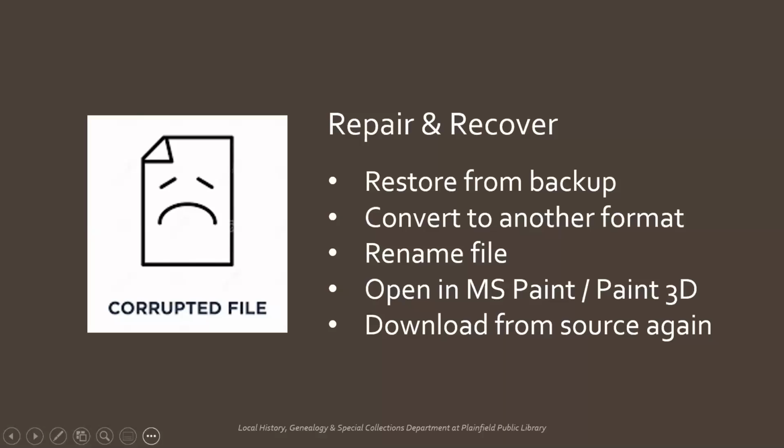Another method is to open the corrupted file in Microsoft Paint. This is also known as Paint 3D in Windows 10. And if you use a Windows computer as opposed to a Mac, then you already have access to this program. If the file opens up fine in this program, then rename it, save it, and try to view it again. Finally, you can try to download the file again from the original source.